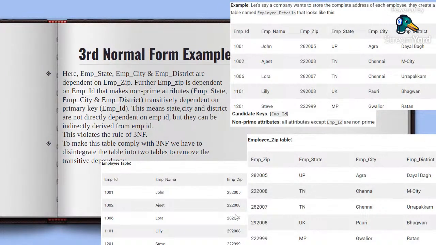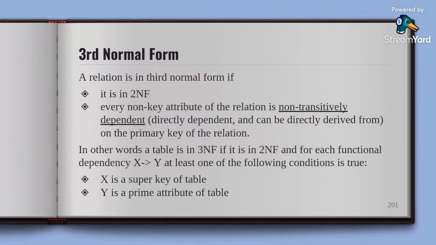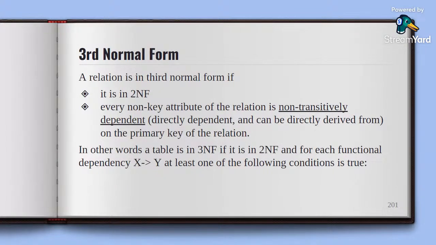I'll recap all three quickly. First normal form: there should be no multi-valued attributes. Second normal form: it should be fully functionally dependent on the primary key, correct? And in third normal form, non-key attributes should be directly dependent on the primary key, correct?